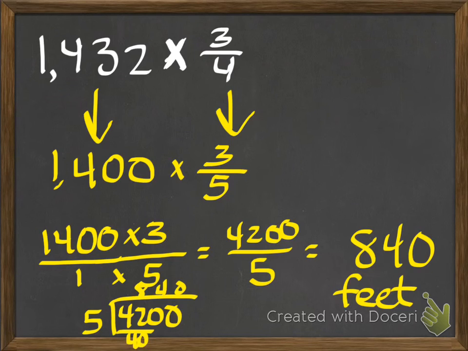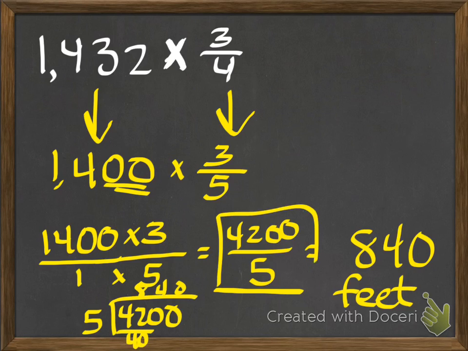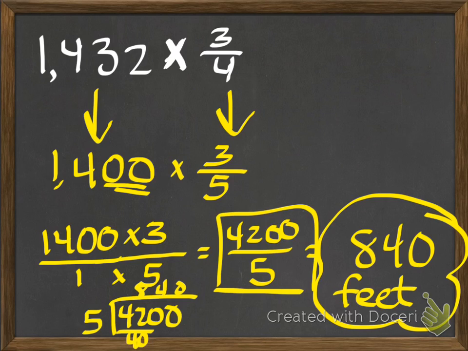So I changed 1,432 to 1,400. I just rounded that one down, and then I found a compatible number for 3/4 because I was thinking about, well, what can I divide that by? Well, it ends in 0, so I know that can be divided by 5. So I changed 3/4 to 3/5, and then I multiplied those together, and I got 4,200 over 5, which is divided by 5, and then did the division, and I ended up with about 840 feet. Okay, so your answer should be pretty close.